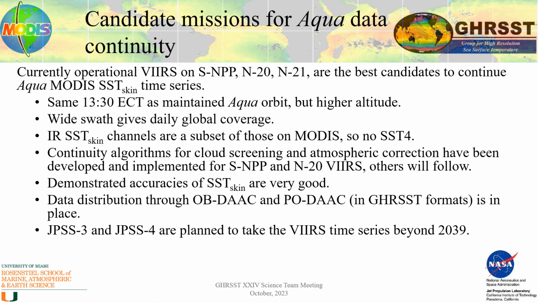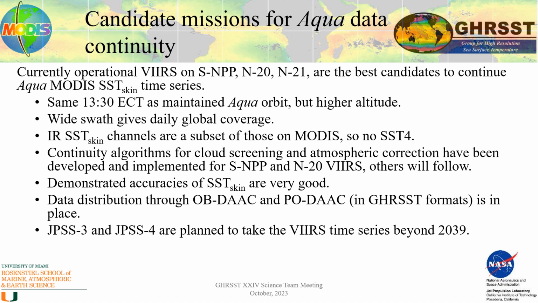For Aqua, the continuity missions are clear. It's the VIIRS on the Suomi NPP satellite and on the operational NOAA 20 and 21 satellites. These have approximately the same 1330 equator crossing time, but they're in a higher altitude, so that there isn't an exact correspondence with the MODIS sampling. But the wide swath gives global coverage each day.